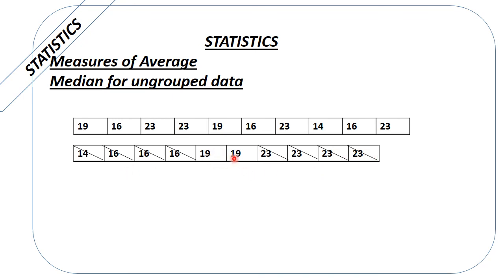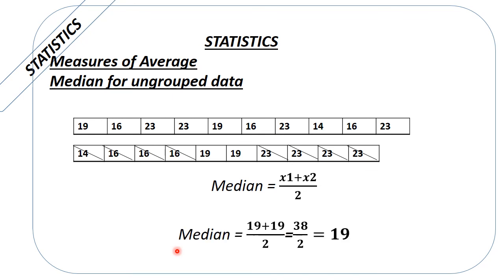Here, I will jump. In this case, when there are two numbers in the middle, then the median is the average of the two, or the midpoint of the two. So how do you find the midpoint? You add them, divide by 2. So 19 plus 19 divided by 2, it's going to be 38, divided by 2, it's going to be 19. So our median is 19.